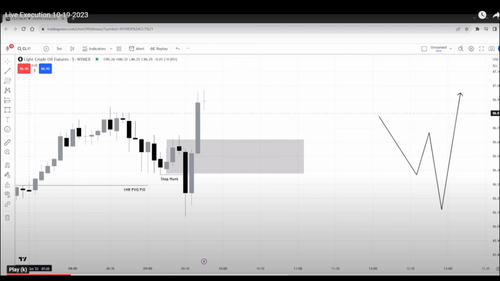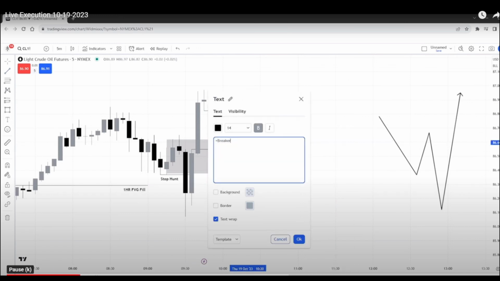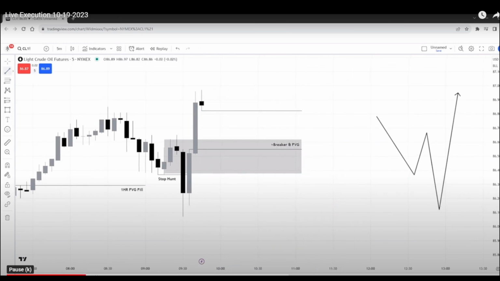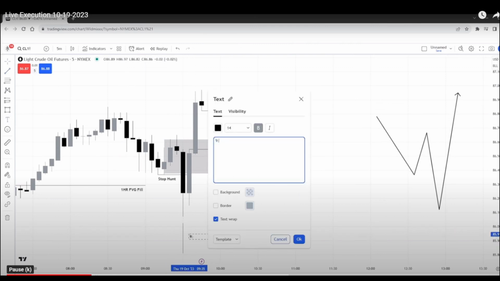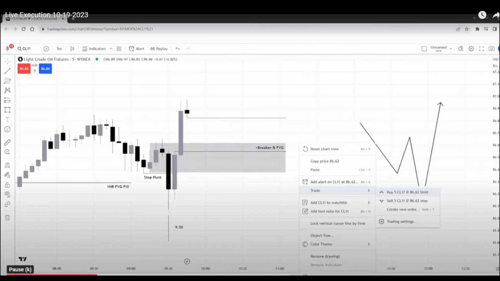Once I have outlined the bias, the area of interest, the stop hunt, and the breaker block, I need to then confirm that there will be an FVG aligned with the breaker block. All of this needs to be confirmed at or during the opening times. You can also see that we are looking at New York Open for this live execution. Next, you'll see me outline the FVG that is aligned with the breaker block. Once the breaker block has an FVG aligned with it, all of our criteria has been completed.